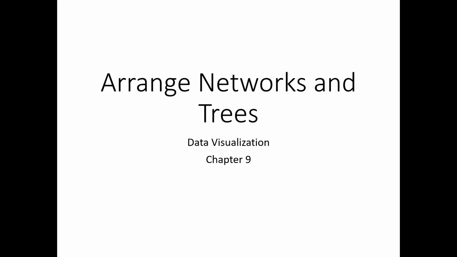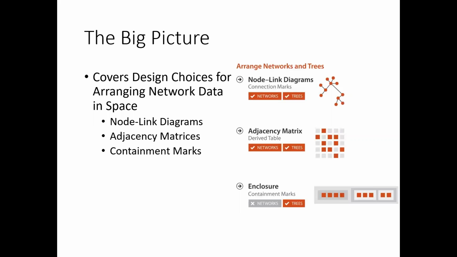Okay, welcome back. Today we're going to talk about arranging networks and trees, and this is chapter 9 in Munzner's data visualization textbook. This is a pretty short lecture for this week, so we won't go too long, I don't think. So we start out as always with the big picture, and again, this gives an overview of the entire chapter. And so here you can see there are three major ways to arrange network data.